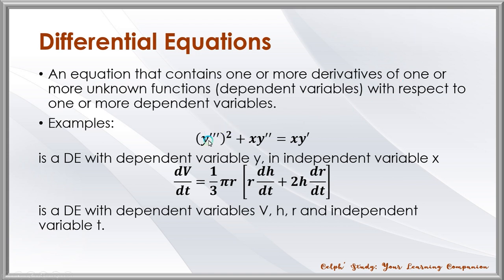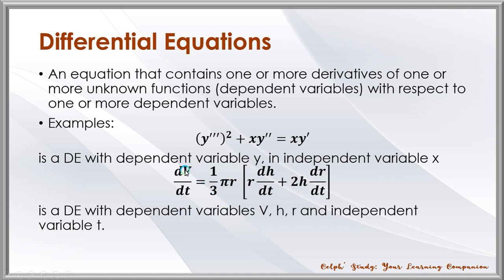Examples here, I have y, the third derivative, squared, then the second derivative, and we have y prime. So the dependent variable is y and the independent variable is x. Since our y has the derivative, it is the dependent variable. Our independent variable is x. For this one below, we have dV over dt equals 1/3 pi r dh over dt plus 2h dr over dt. That is a differential equation with dependent variables.